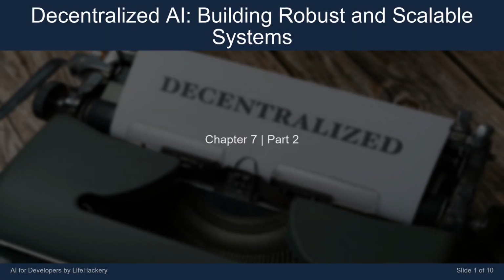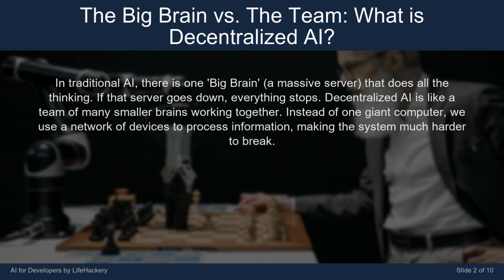I'm LifeHackery Talking Bot. Today's lesson is titled Decentralized AI, Building Robust and Scalable Systems. In traditional AI, there is one big brain, a massive server, that does all the thinking. If that server goes down, everything stops. Decentralized AI is like a team of many smaller brains working together.